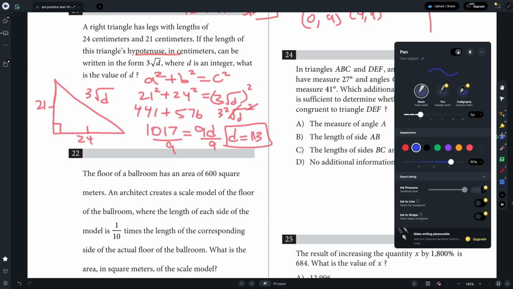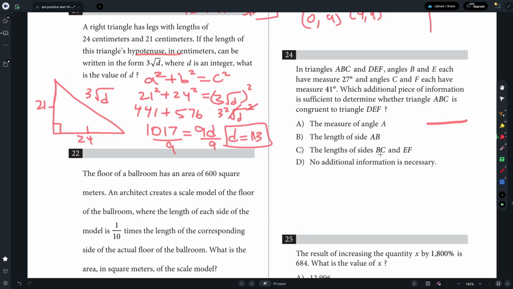Number 24. In triangles ABC and DEF, angles B and E each have measures 27 degrees, and angles C and F have measure 41 degrees. Which additional piece of information is sufficient to determine whether triangle ABC is congruent to DEF?